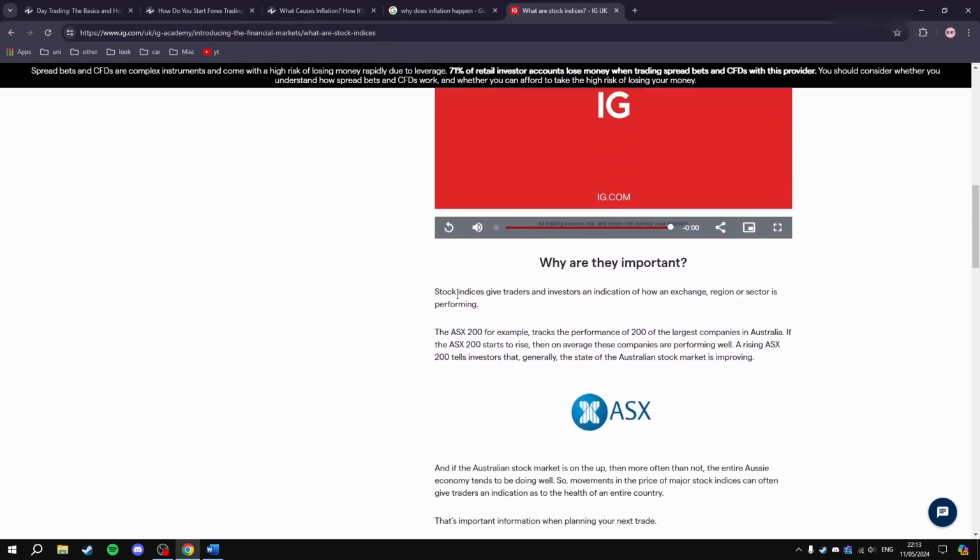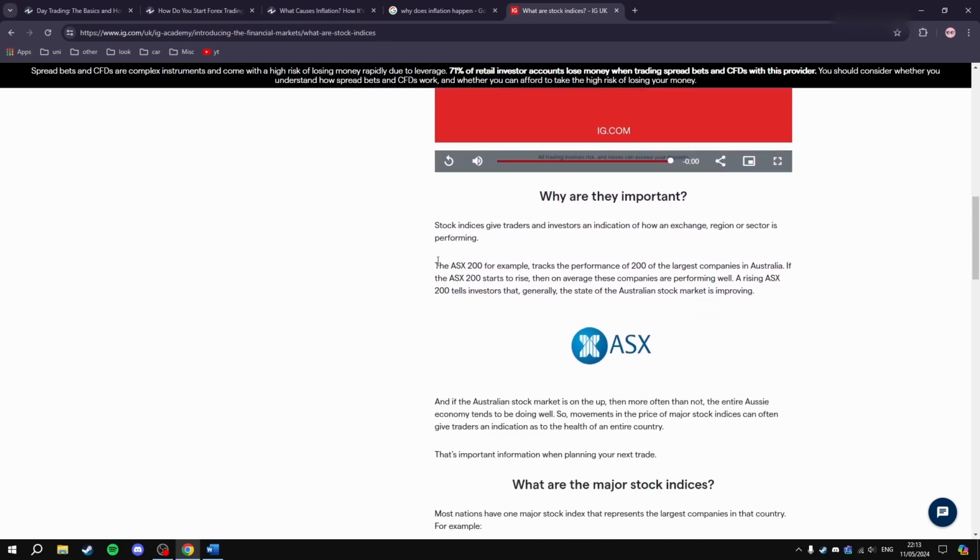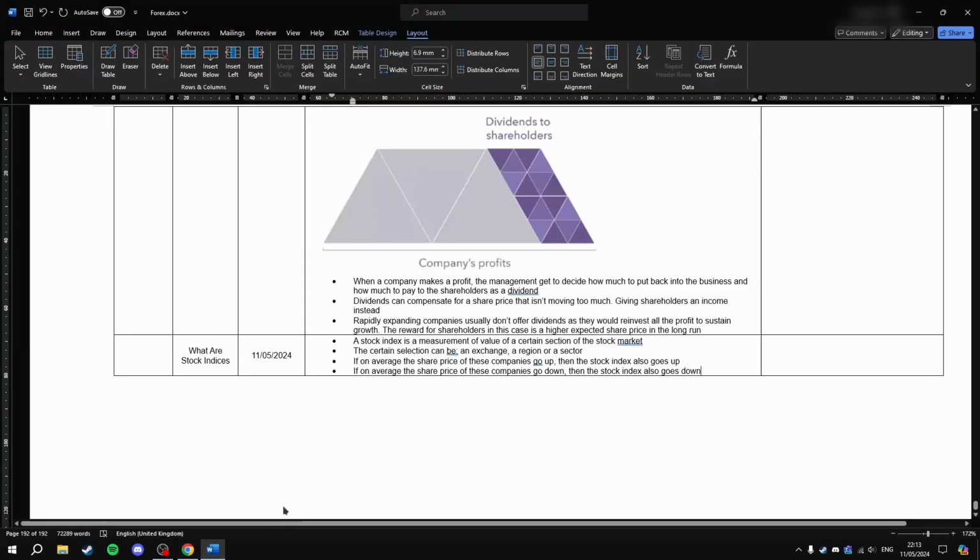So, why are they important? Stock indices give traders and investors an indication of how an exchange, region or sector is performing.